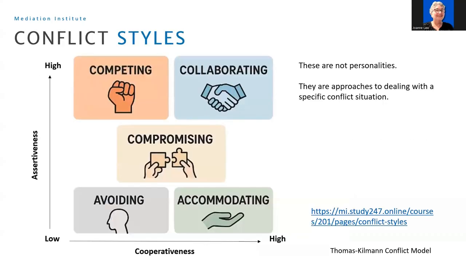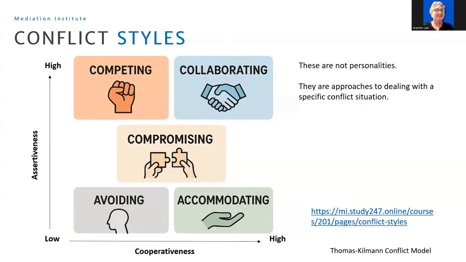Now, the next concept that I think is really important and a brilliant model is the Thomas-Kilmann conflict styles model. Now, please be mindful, this is not people's personalities. This is not who they are. This is how they're approaching dealing with this specific conflict situation.